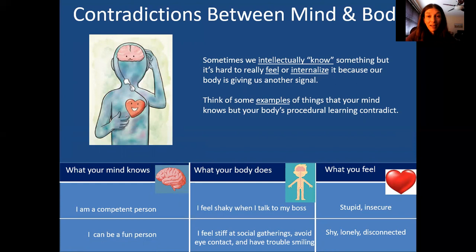What about this? My mind knows I could be a fun person. I have friends that think I'm fun. I have other people that think I have a sense of humor. I could enjoy myself, look like I'm enjoying myself. However, my body still feels stiff. I feel a little awkward at social gatherings. Maybe I avoid eye contact when I don't know the people, or I have trouble smiling and I freeze up, as if I'm in some kind of threatening situation. I know when I'm comfortable, I can have fun, but my body is not letting me have fun. And when I physically react that way, my emotions react more to my body and I start feeling shy, lonely, and disconnected. So what I know in my head, that I could be a fun person, is now being contradicted by what my body and my emotions are doing.